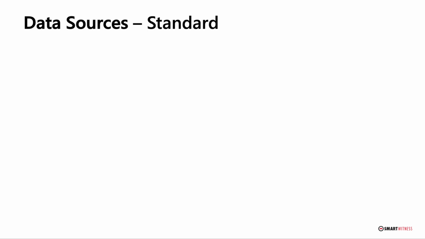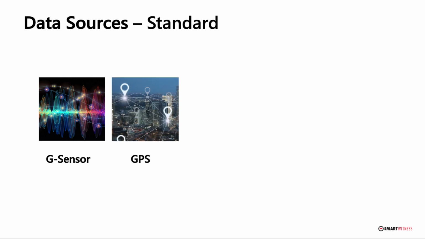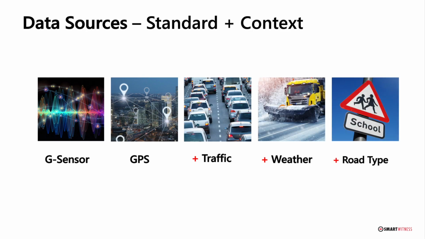Most video telematics systems leverage two standard data sources to create events and score drivers. G-sensors detect vehicle dynamics, while GPS provides locational and speed data. Although these are two highly critical data sources to understand risk, they leave out significant details that prevent fleet owners from taking appropriate action. Additional data that is needed to appropriately define risk factors include traffic conditions, weather, and road types.